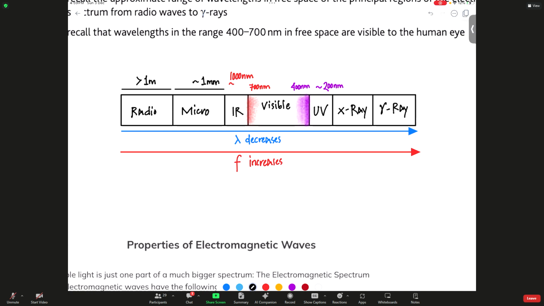It's less than 1 nanometer. Our gamma is less than 1. Do you know what a pico is? 10 to the power minus 12. Okay. Right. So that's the range that you need to know here.